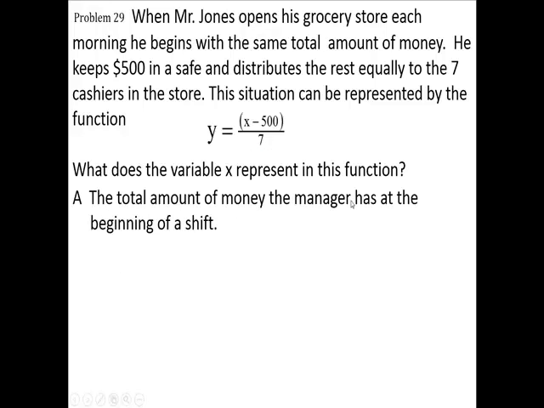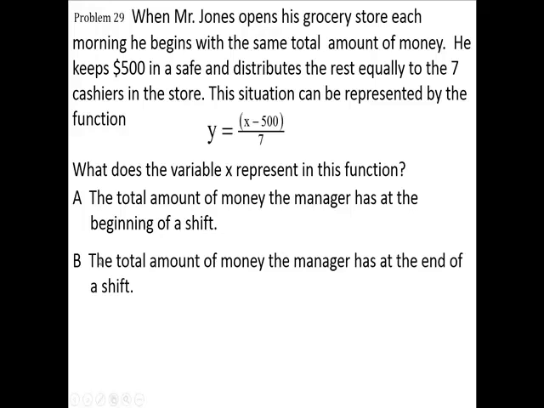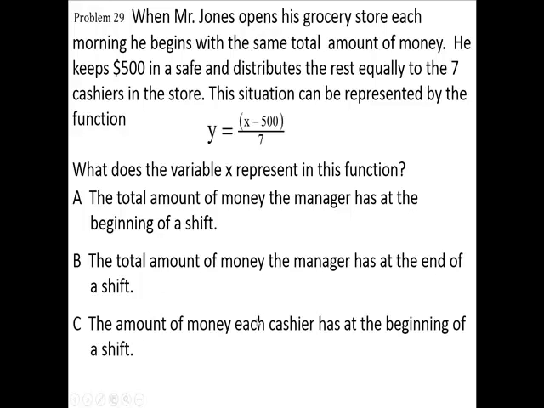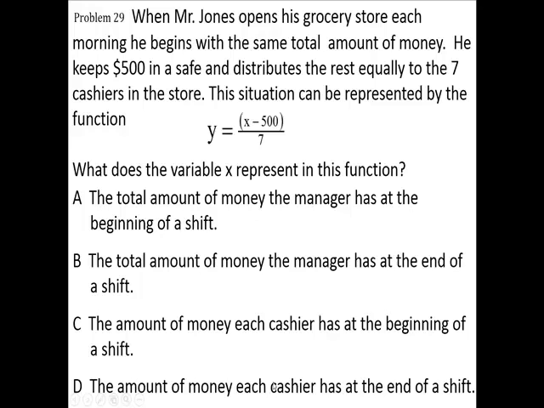Okay, so the total amount of money the manager has at the beginning of a shift, the total amount he has at the end of a shift, well, I'd hope he'd make some money that day, wouldn't it? Okay, the total amount of money each cashier has, and we said that was y, wasn't it? You had 7 cashiers. This is going to be y, isn't it? Whether it's at the beginning or an end, each cashier is represented by the y. Because you take the total amount of money and divide it by the 7 cashiers, you'll have the y, which is the amount of money each cashier has. So it's not C or D.